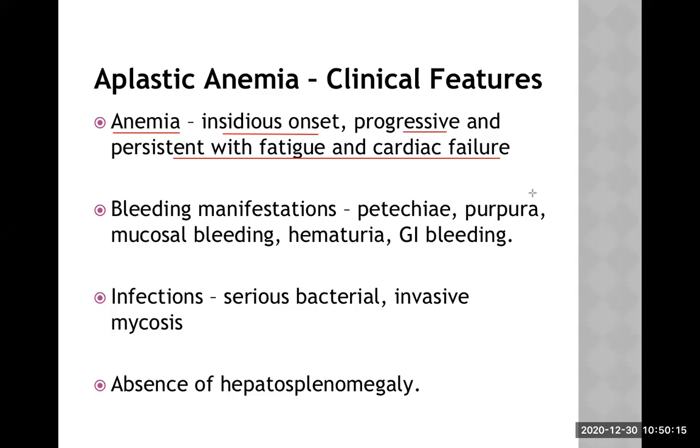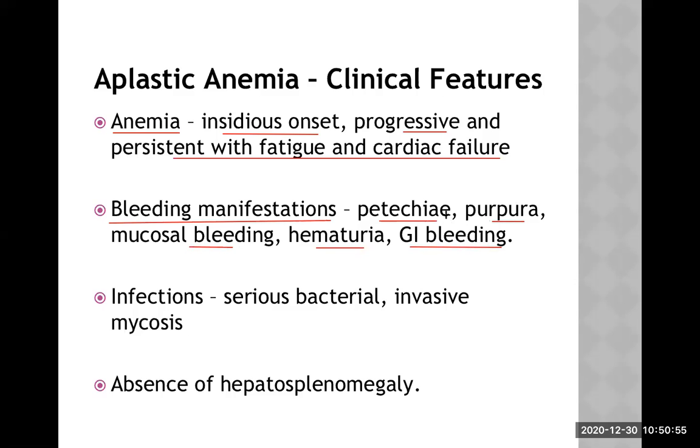Because RBC is not getting synthesized, or is getting synthesized in a very low amount. In hypoplastic anemia, it is still synthesized but decreased in number. But in aplastic anemia, it may not be synthesized at all. So think about how severe anemia would be here, and all the features of anemia would be present. The second is bleeding manifestation because of decreased platelets: petechiae, purpura, bleeding from the mucosa, even hematuria, and GI bleeding like hematemesis and melena.